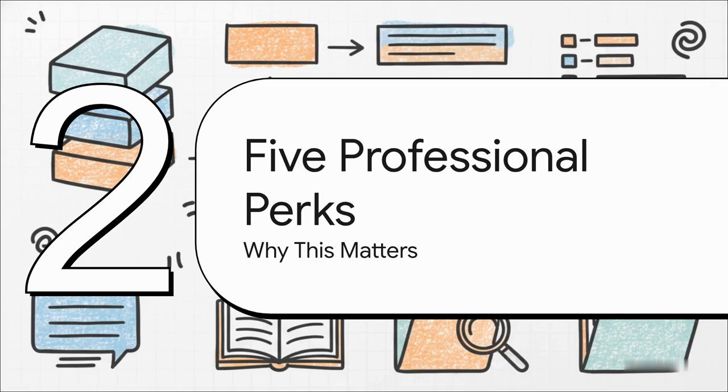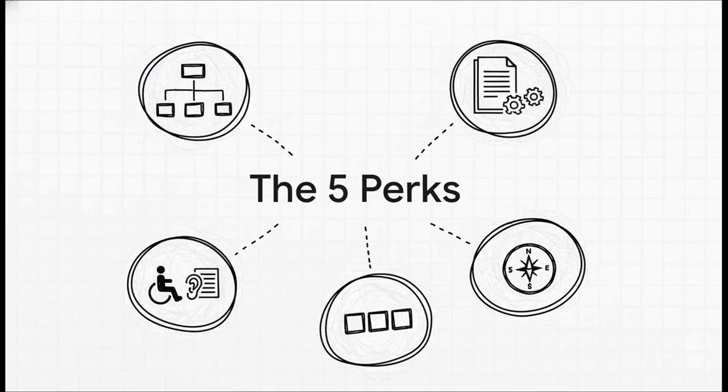Let's break them down. So let's run through these 5 perks. First, structural organization. Your document is just instantly clear and logical. Second, an automated table of contents. Your word processor can build it for you in seconds, but only if your headings are correct. Third is easy navigation. Just imagine your boss is trying to find one specific number in your 50-page report. With proper headings, they can find it in 5 seconds. Without them, they might just give up.